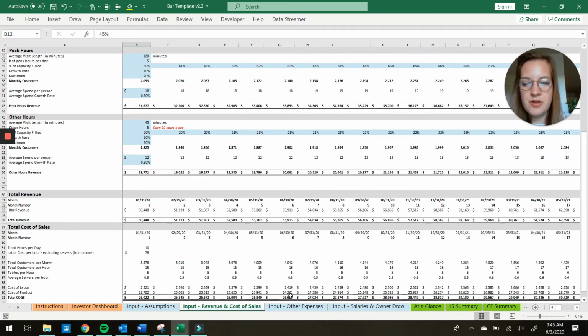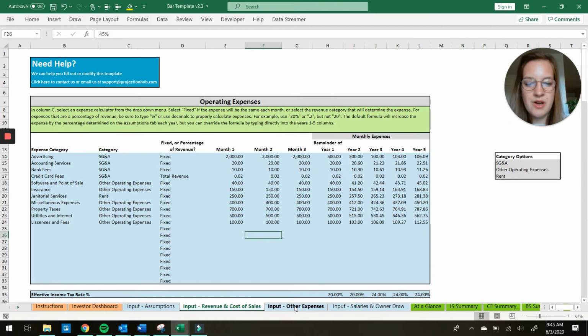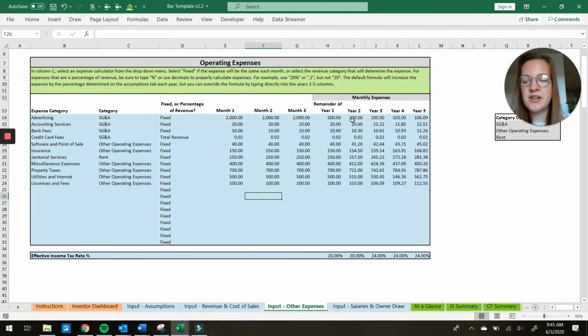Once you have your input revenue and cost of sales filled out, we can move on to other expenses. Other expenses are those operating expenses, not including the direct expenses and not including salaries, which we're going to calculate on the next tab. So you can enter your operating expenses here.